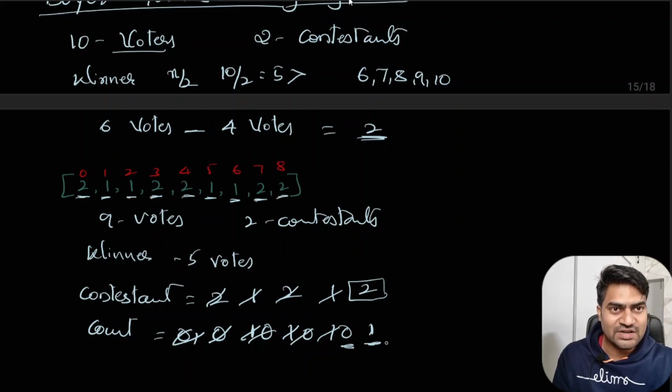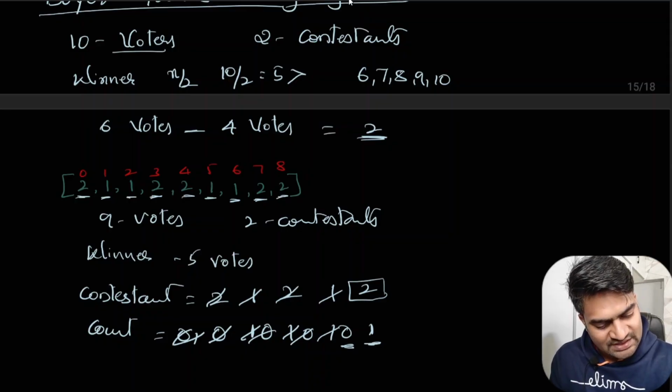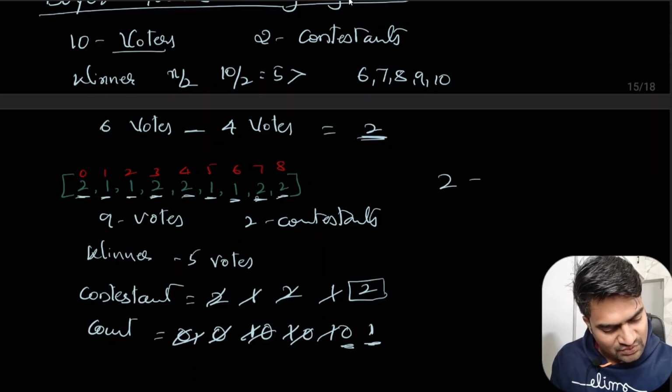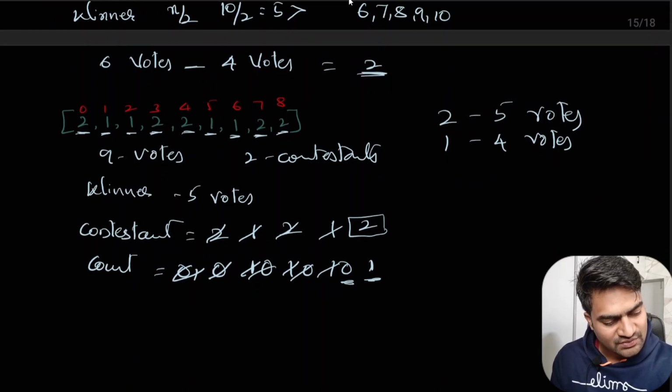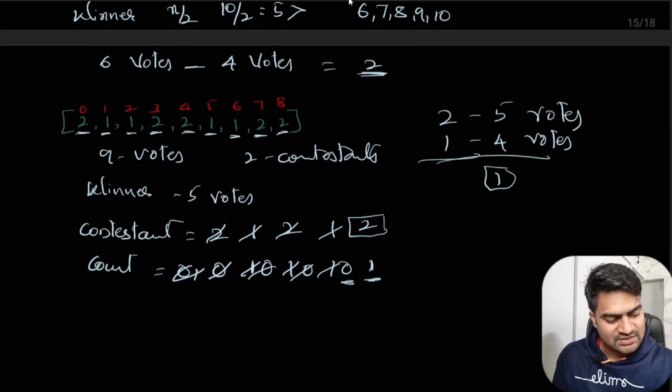This gives us the difference between the votes of a majority contestant and the other contestant who got the less votes. So if you see here, in this case, 2 has got 1, 2, 3, 4, 5 votes. Correct, right? Now 1 has got 4 votes. Correct, right? If you see the difference, it is 5 minus 4 equal to 1. So that's what we get here. So with this, we will get who gets the majority votes.